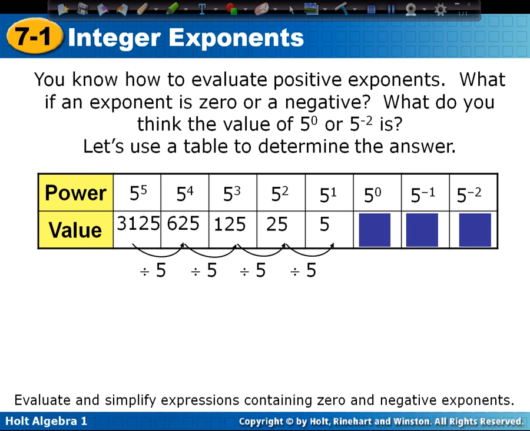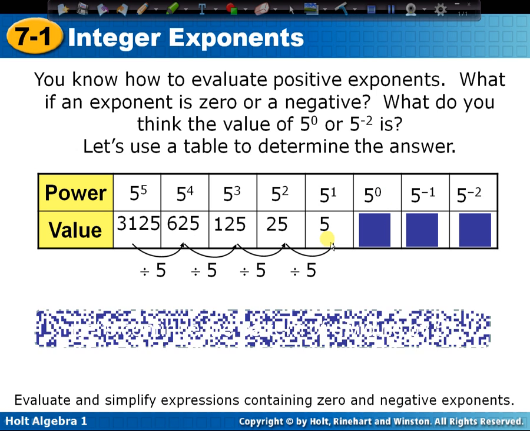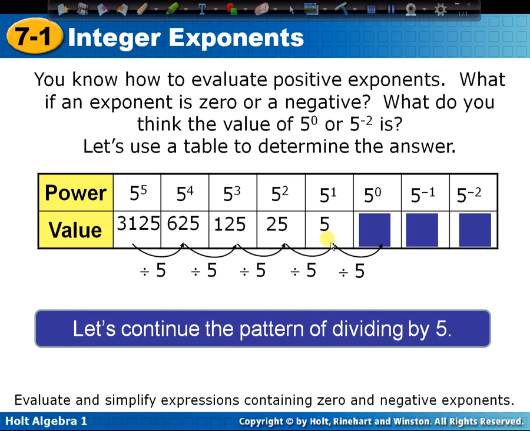If you notice what's happening here, each time, if I take that value and divide by 5, I get the next value. If I take that value and divide by 5, I get the next one, and so on and so forth. So let's look at 5 to the 0. If this trend continues, then I would say 5 divided by 5, and 5 divided by 5 is 1. So 5 to the 0 power is 1.